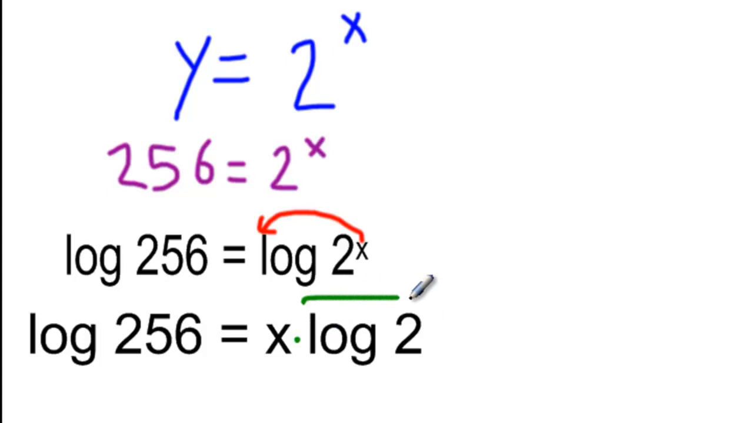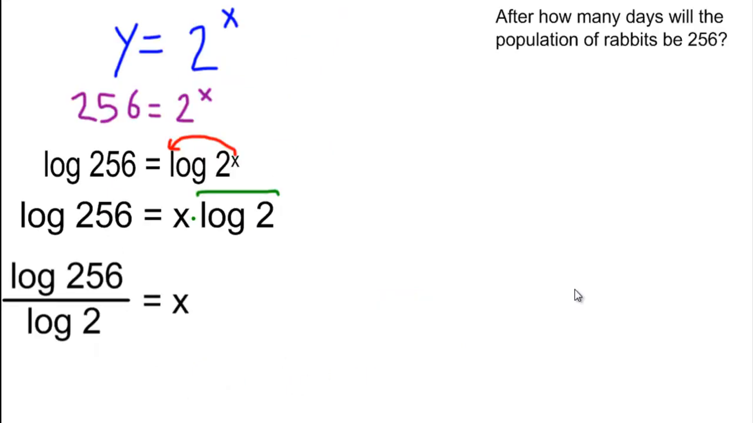This is simply a numerical quantity. It's a number. So when I have x multiplied by some number, I can get x by itself, or isolate it, using the inverse operation, which would be division. So dividing both sides of the equation by log of 2, we have log of 256 divided by log of 2.